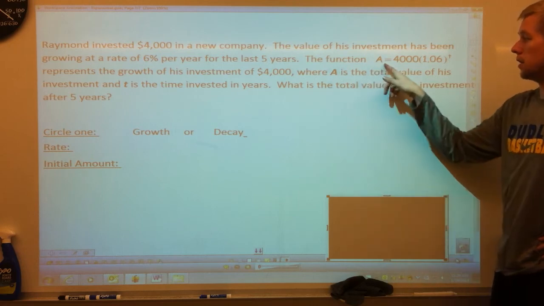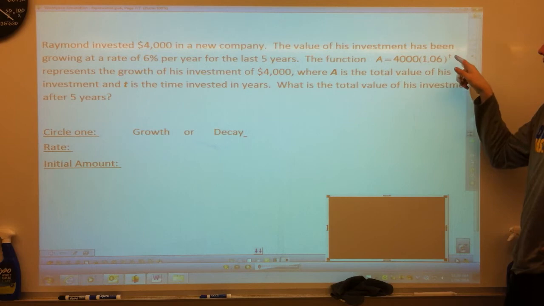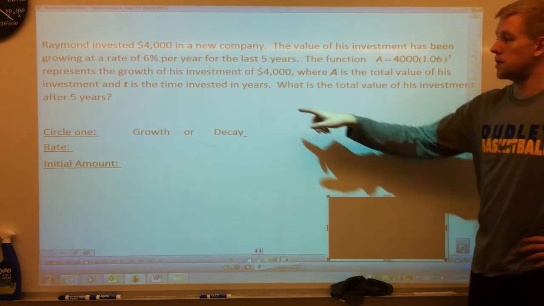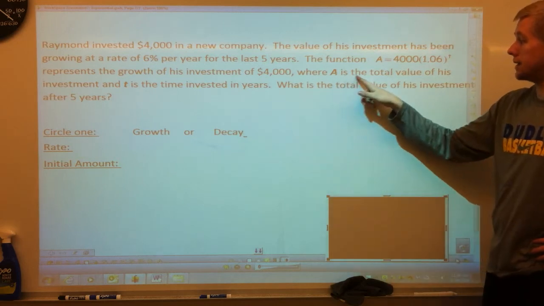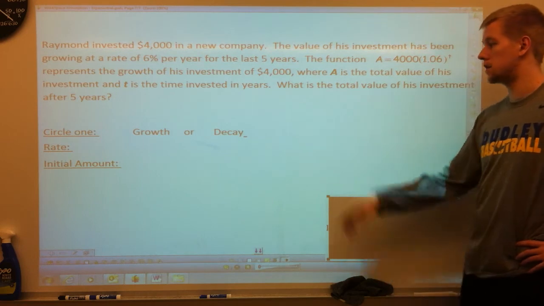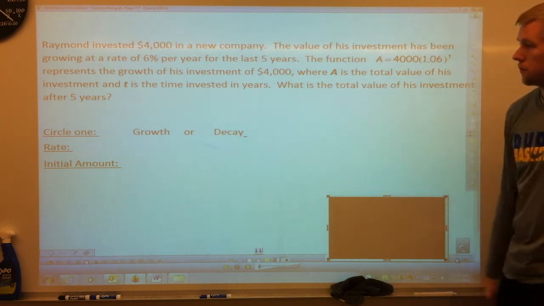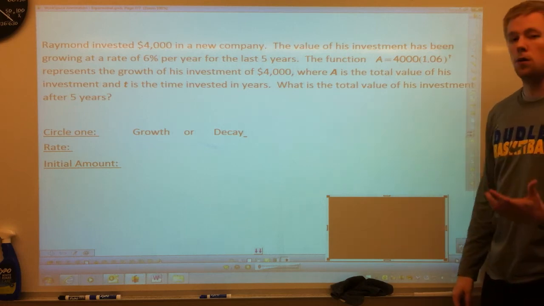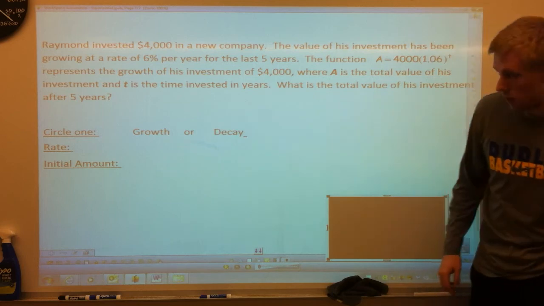The function, so here's my function, A equal to 4,000 times 1.06 raised to the t. It represents the growth of his investment of $4,000, where A is the total value of his investment and t is the time invested in years. What is the total value of his investment after 5 years? Okay, that's a lot, but they told you and they broke it down for you if you simply read what you need to know in this problem.